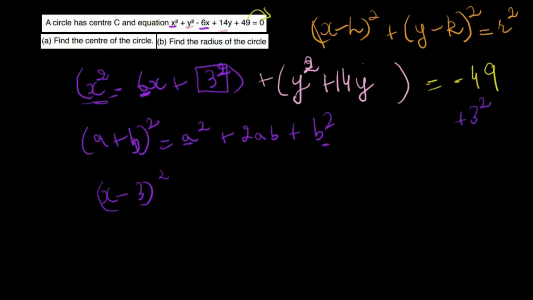Okay, and now we're going to do the same thing for y. So what do I add here? So our 2ab in this case is 14y, and our a is y. So to get to our b, I'm going to divide all of this by 2y. So that's going to give me a 7. So I'm going to add 7 squared to this side. And I cannot just add something to one side, I'm also going to have to add it to the other side. That's going to give me 7 squared on the other side as well. And so I can now just write this as y plus 7 squared.